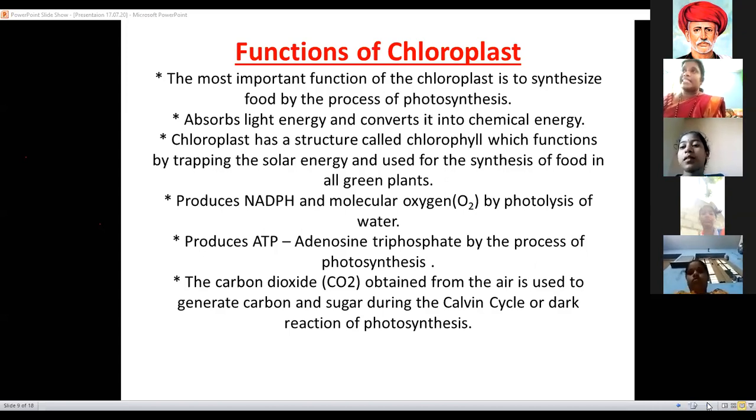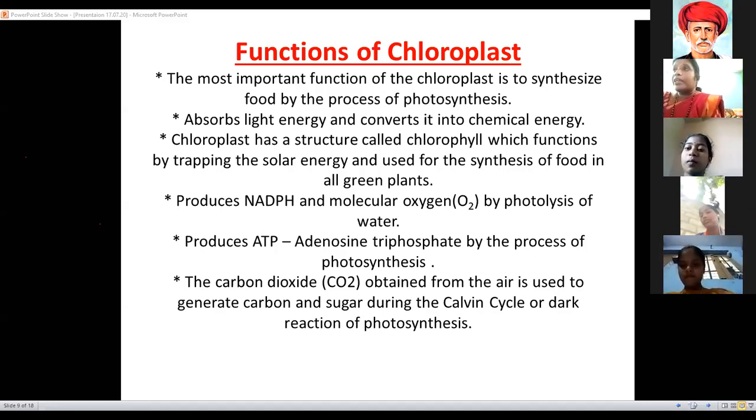Chloroplast has a structure called chlorophyll, which functions by trapping solar energy and using it for the synthesis of food in all green plants. Only green plants participate in the process of photosynthesis.